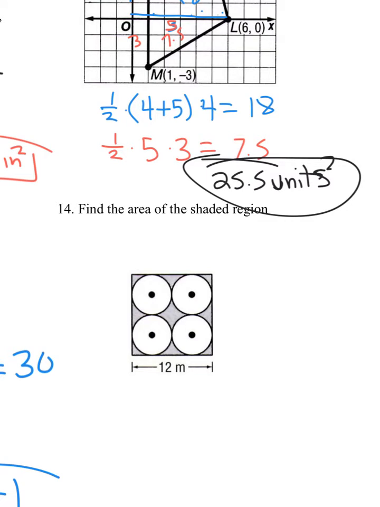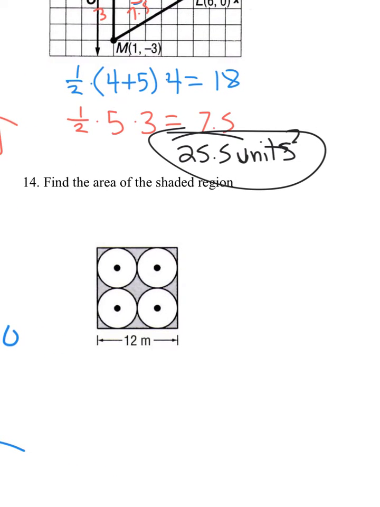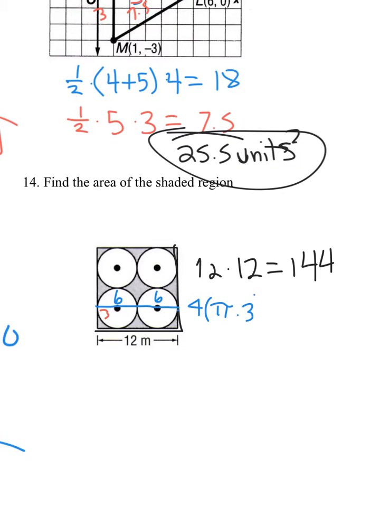And the last problem, find the area of the shaded region. So it's a square, and again, we're going to go right back to that area of the big shape minus what's cut out of it. So 12 by 12 is 144. Now for the circles, there's 4 of them, and if it's 12 across the bottom, it's 12 right there, which would make 6 and 6, which as a radius gives you 3. So there are 4 circles, each one whose area is pi times radius squared.